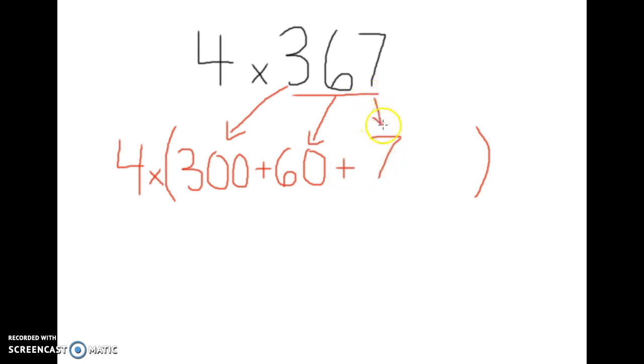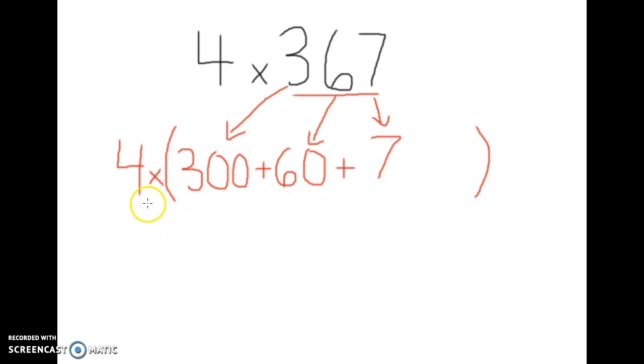Okay? Now if you look, if you add 300 plus 60 plus 7, you're going to get the number 367. So we're still multiplying 4 by 367. We're just doing it in kind of a longer way. Next, what we need to do is multiply 4 by 300, and then 4 by 60, and then 4 by 7. Because remember, we're going to multiply 4 by everything that's in these parentheses here. My parentheses over here is a little bit out there, but you guys can imagine with me.